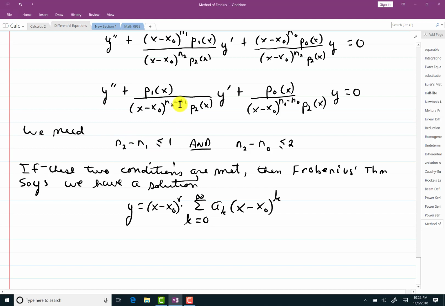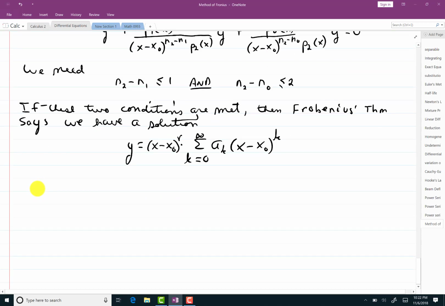And we need both n2 minus n1 to be less than or equal to 1. That is, the exponent on x minus x naught that is attached to y prime needs to be less than or equal to 1. And the exponent of x minus x naught in the denominator of the coefficient for just y needs to be less than or equal to 2. If these conditions are met, Frobenius' theorem says that we have at least one solution of the form x minus x naught to the r times the summation of a normal power series. So the stuff that makes it non-power series is factored out to the front.